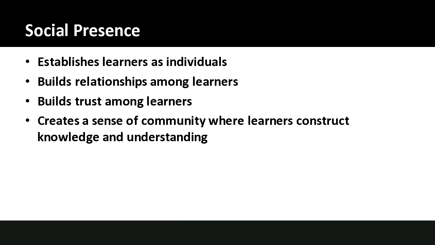Once you've done that, they can start building relationships with one another, and through that build some trust so that they're in an environment where they know that they can try and maybe fail. That's a necessary step in learning sometimes, to try, put something out there, and then refine that further, find that what you did first didn't work. And in order to be willing to do that, you really have to have trust that the others around you are going to support you through that. And ultimately, social presence will create a sense of community where your students can work with one another to construct knowledge and understanding as they're learning, instead of learning in isolation.